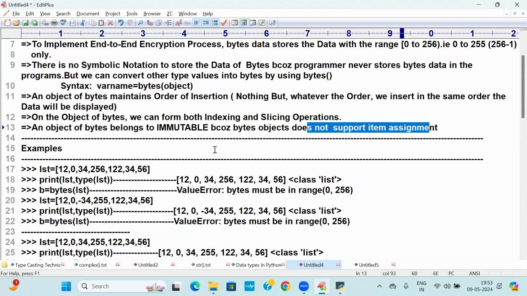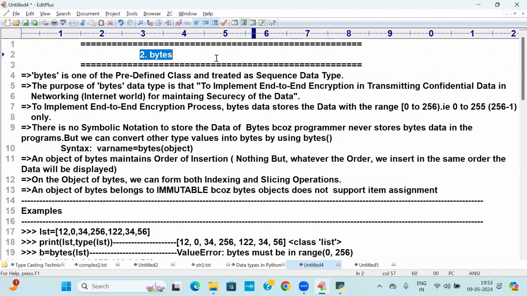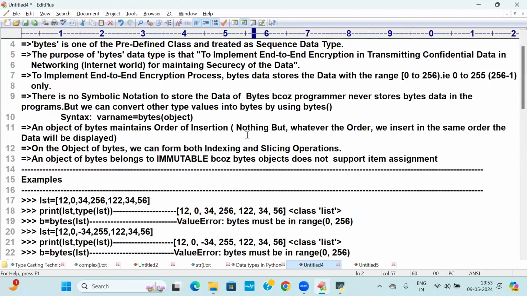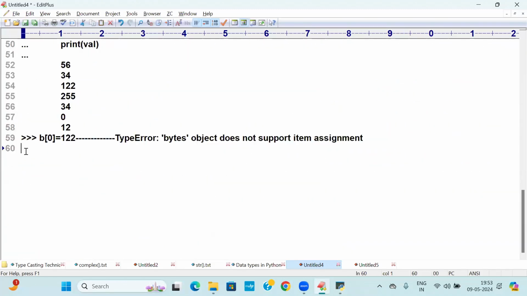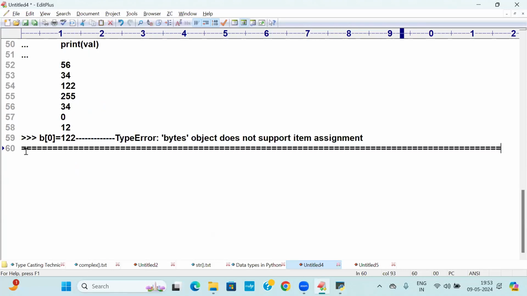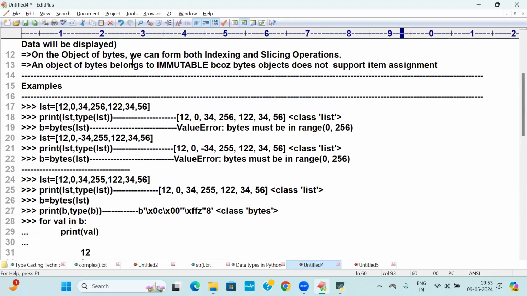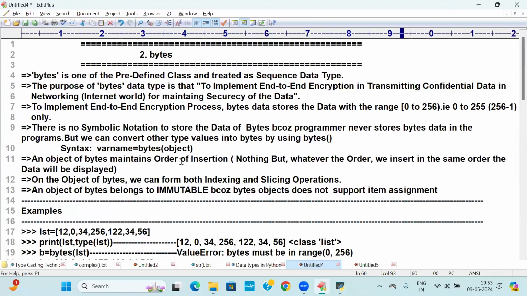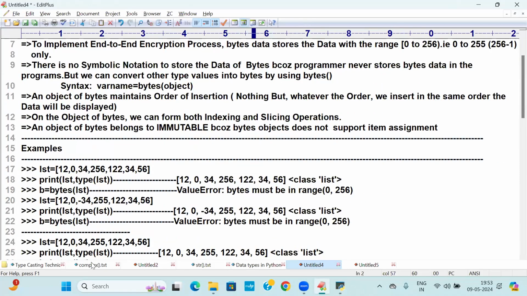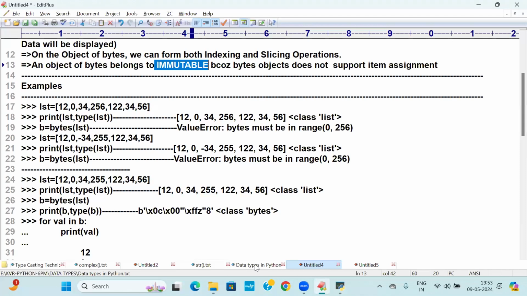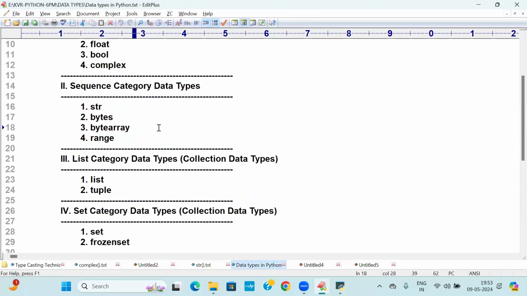What is this item assignment and all? Tomorrow I will take care. This is about the properties of bytes. So keep in mind, tomorrow when I come back, it's almost 7:53. I will explain bytes-related immutability, and I will go to the next data type called bytearray, which is the next flavor of bytes only, which is very easy. It will take only a few minutes. Next I'll start range data type immediately.